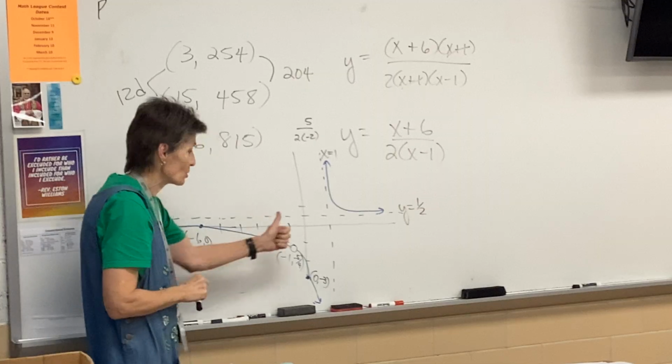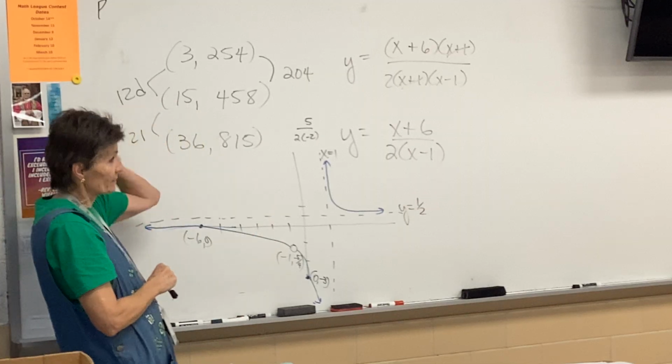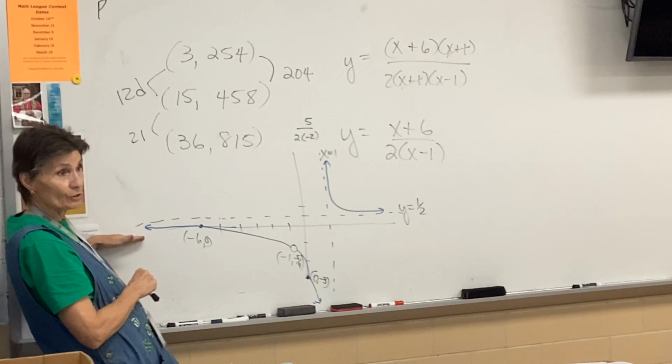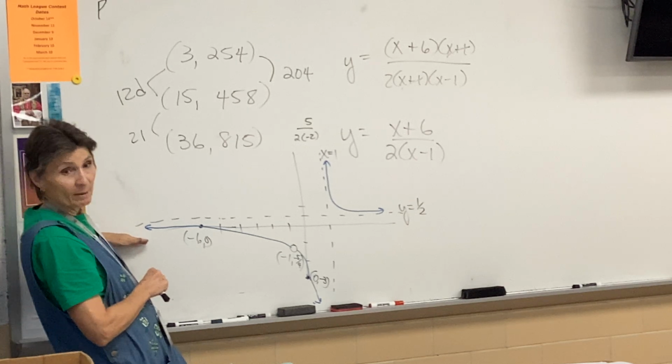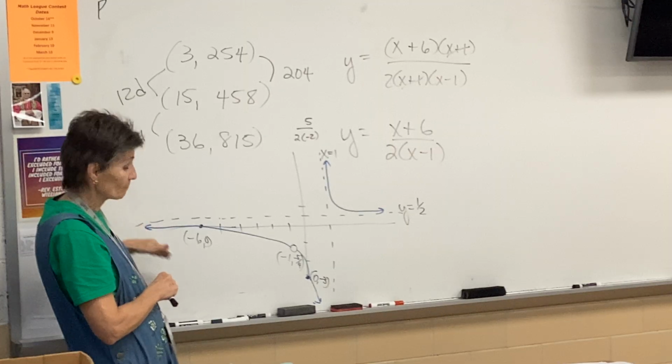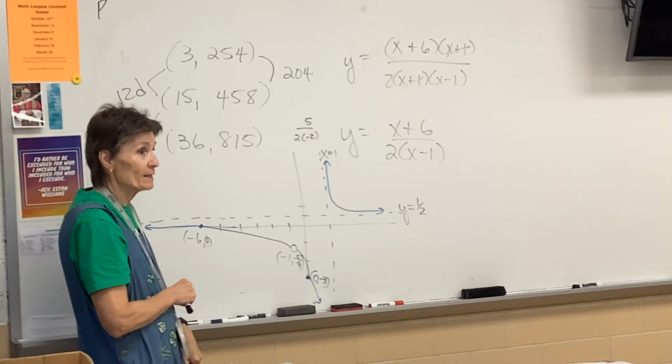And then what happens as we approach negative infinity, so we're going this way now, negative infinity. Again, we're getting closer to 1/2, but this time it's from the bottom, from underneath. Everybody okay with that?